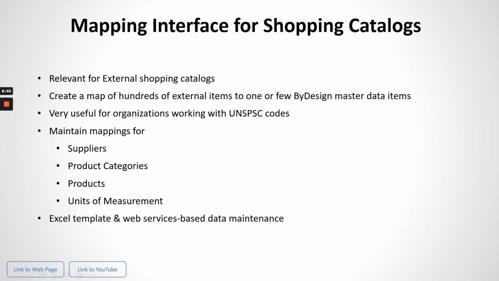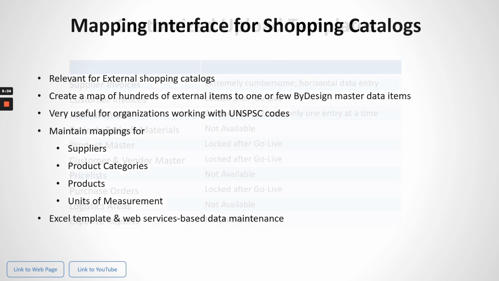Moving forward to mapping interface for shopping catalogs. And this is relevant for external shopping catalogs. So why do we need this? Every external catalog, the product categories may have their own product codes or unit of measure codes, etc. completely and basically at their own convenience and at their own standard. So whenever you shop from an external catalog like Home Depot, Office Depot, Amazon, etc., you can maintain mappings in the system, and that would be through this solution. You can maintain mapping for suppliers, product categories, products, and units of measurement, to name a few.